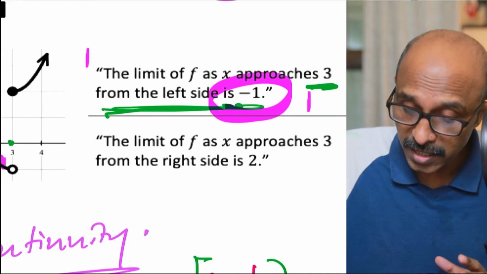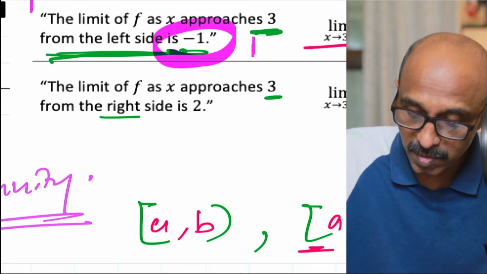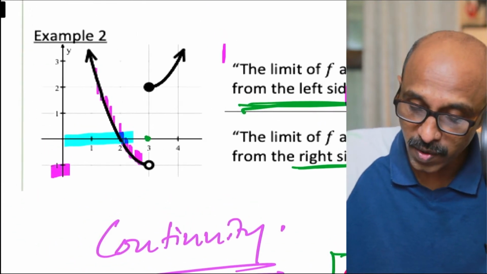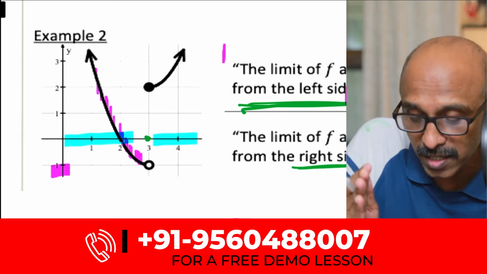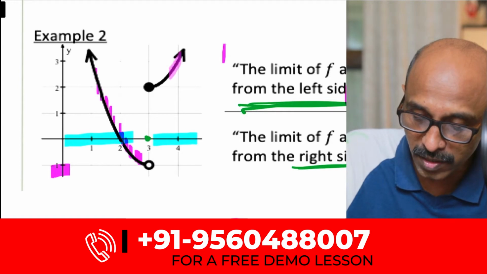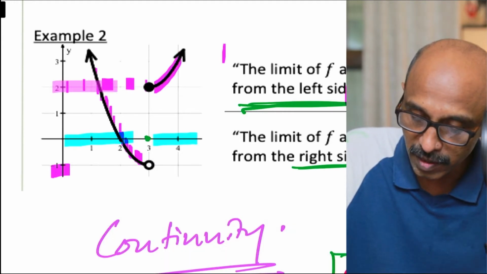And the second sentence is: the limit of f as x approaches 3 from the right-hand side is 2. Let's just check it on the graph. This is the right-hand side of 3. x approaches 3 from the right-hand side of 3, and if you follow the function values along the graph, it's approaching 2. Can you see that? That's the value 2 here.